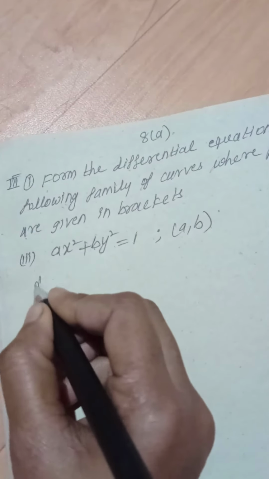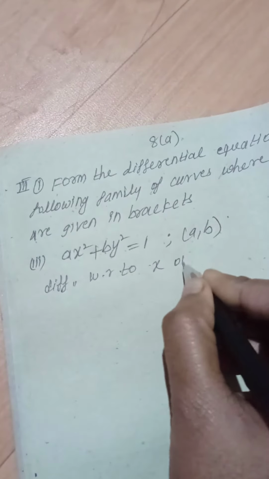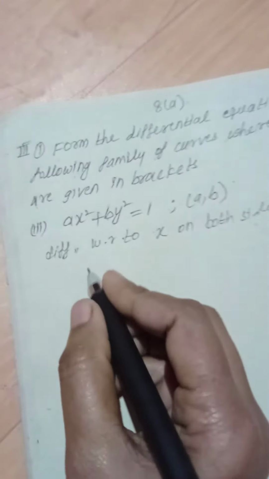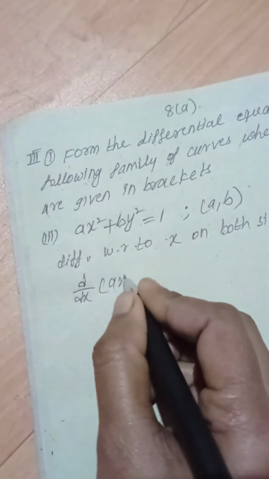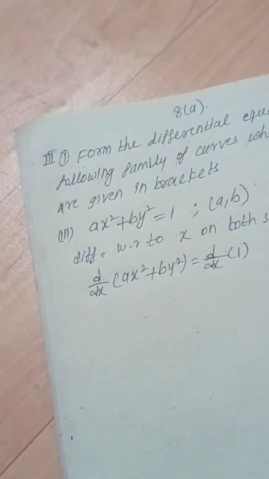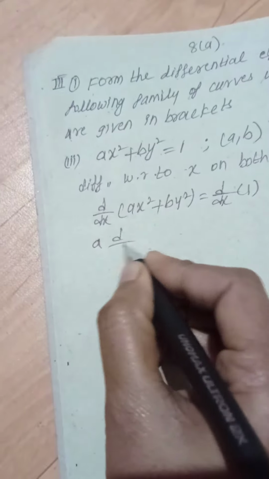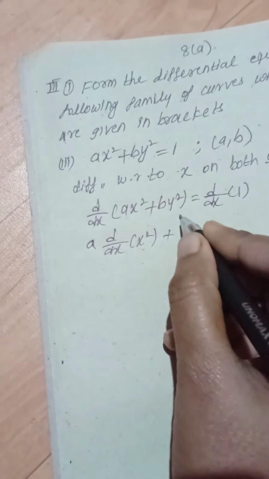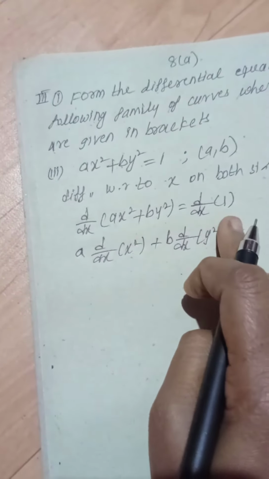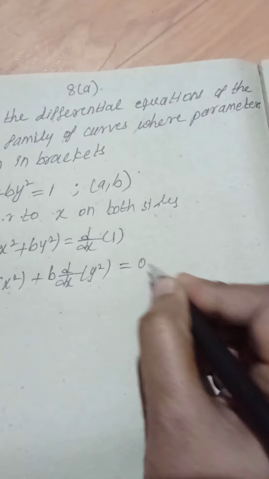Okay, differentiate with respect to x on both sides. d by dx of ax square plus by square equal to d by dx of 1. So separate the differentiation. a is constant, d by dx of x square, plus here b is constant, d by dx of y square. Next here d by dx of 1. d by dx of 1 means constant, so differentiation of constant is 0.